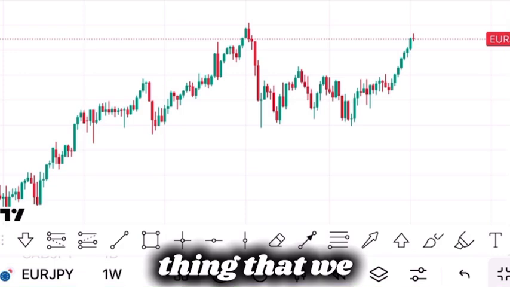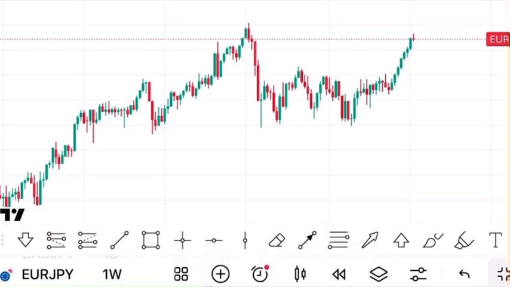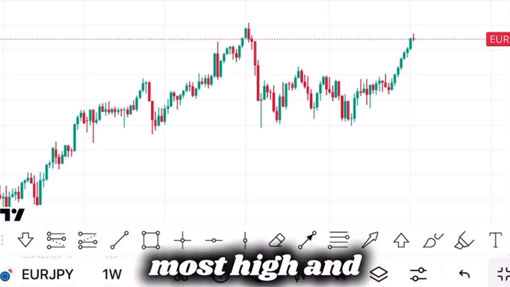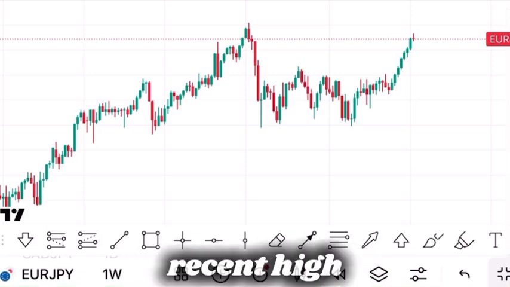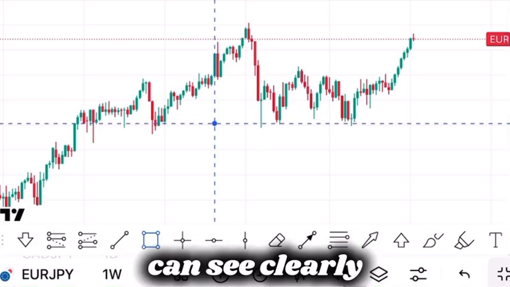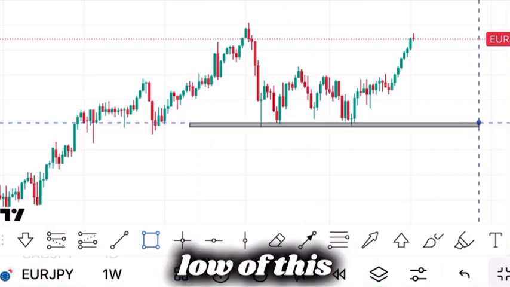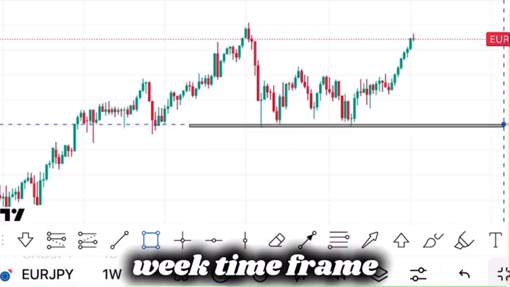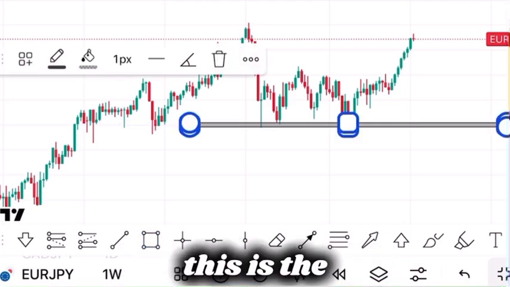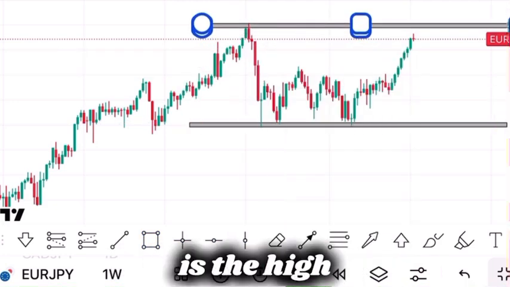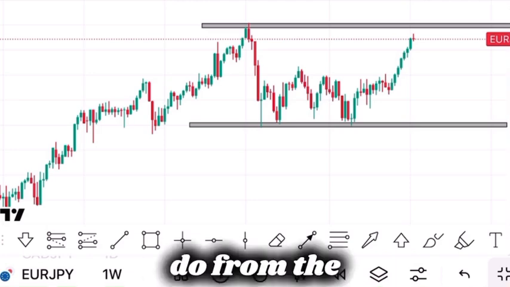So the first thing that we do is go to the 1 week time frame, then we mark out the most recent high, the recent low and the recent high. As you can see clearly on this chart, this is the low of this chart from the 1 week time frame. Let me clone it, see it here, and this is the high. Now this is all we need to do from the 1 week time frame.